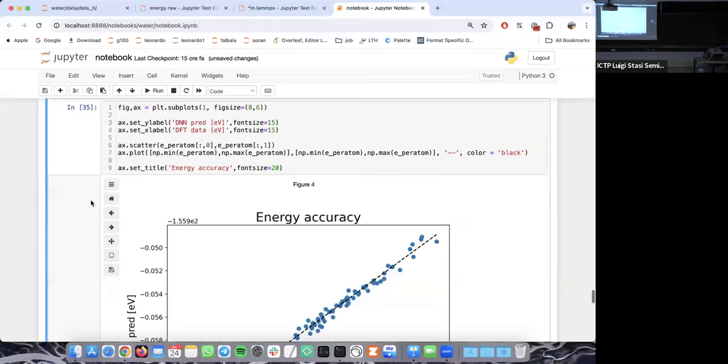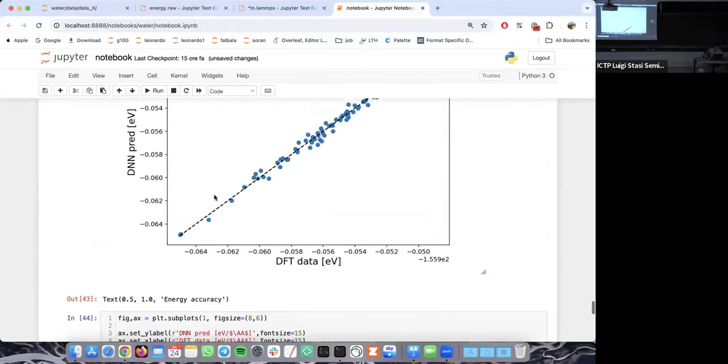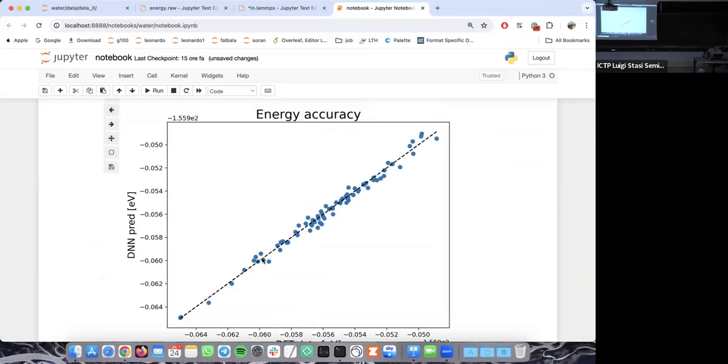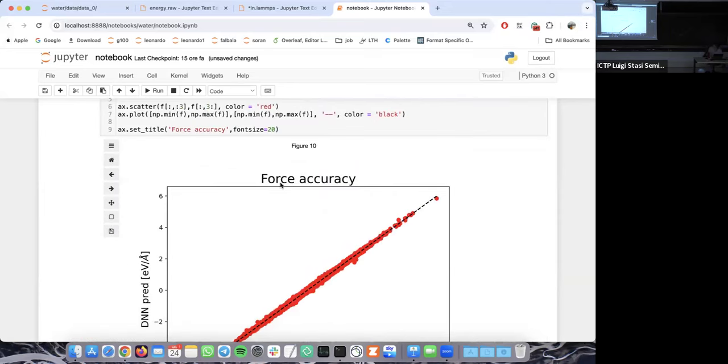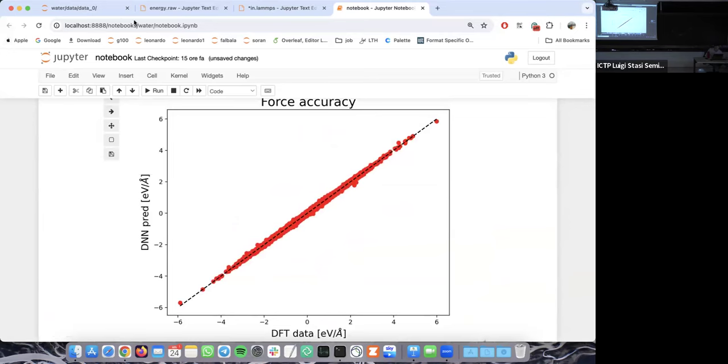You can load this data and make this scatter plot to see that your predictions are basically centered on the true values, both for the energy and for the force. Be careful when you do the same for the virial, because probably your DFT virial is not converged, so your neural network will probably be more accurate than your DFT calculation, and you will see an offset due to the fact that you weren't using a big enough cutoff in your DFT calculation. This is something that you usually see. Okay, so this was the first training.